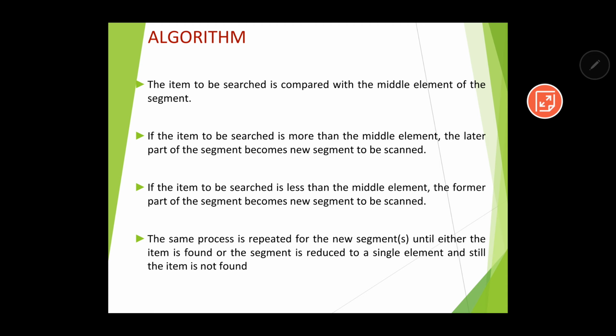The same process is then repeated for each of the new segments until either the item is found or the segment is reduced to a single element and still the item is not found. Sometimes you might want to search for an element which is not present in the list. So then what will happen? The entire list will be searched using the binary search technique, and when it is reduced to a single element and the item to be searched is not that single element either, then we can conclude that the element is not present in the list.